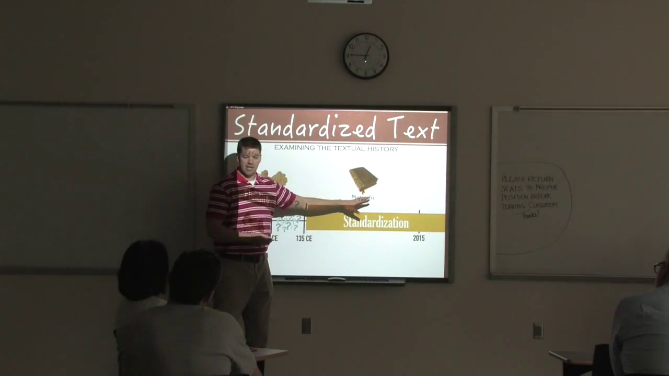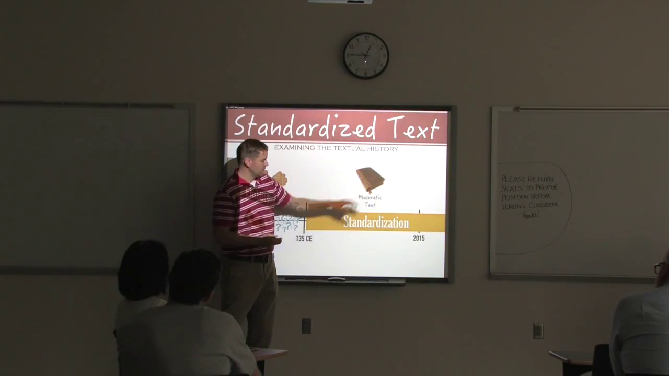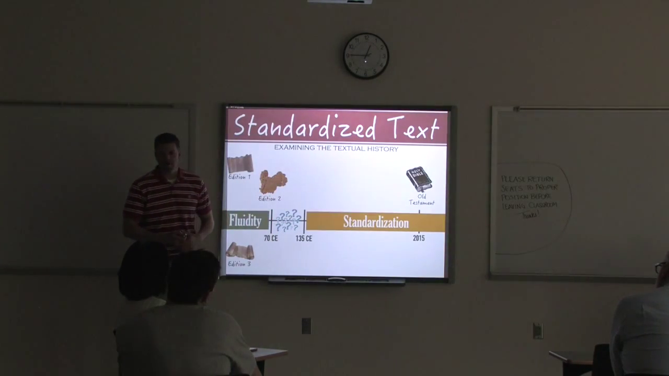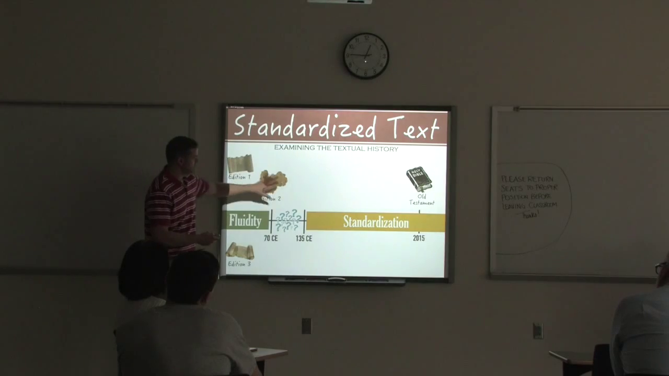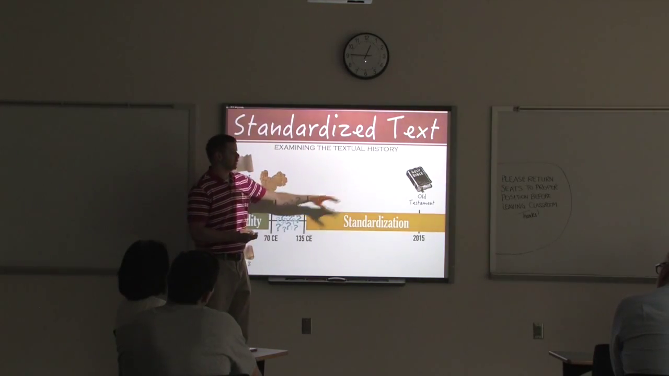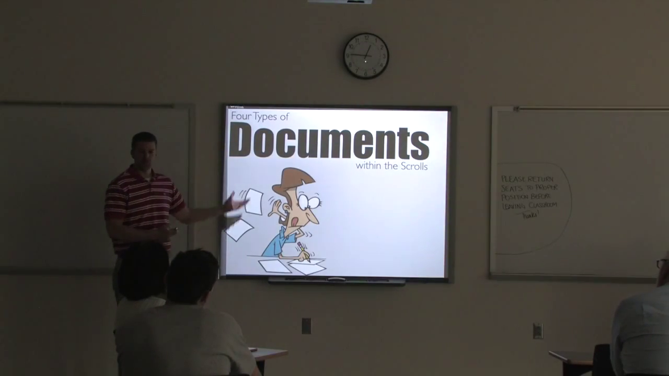It became what we call the Masoretic text, and it's the text from which most of our Bibles today are translated. So one of these was chosen, it became standard, and it did not change for a long time. The scrolls showed us that.